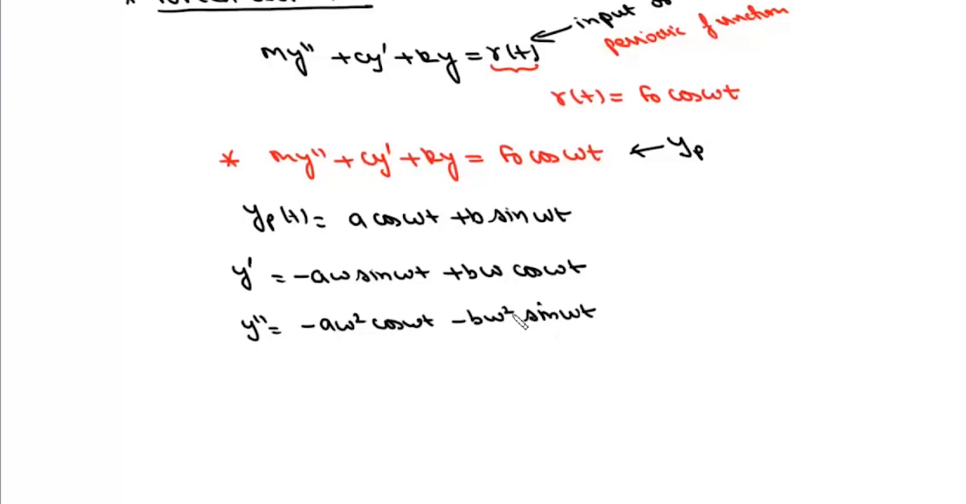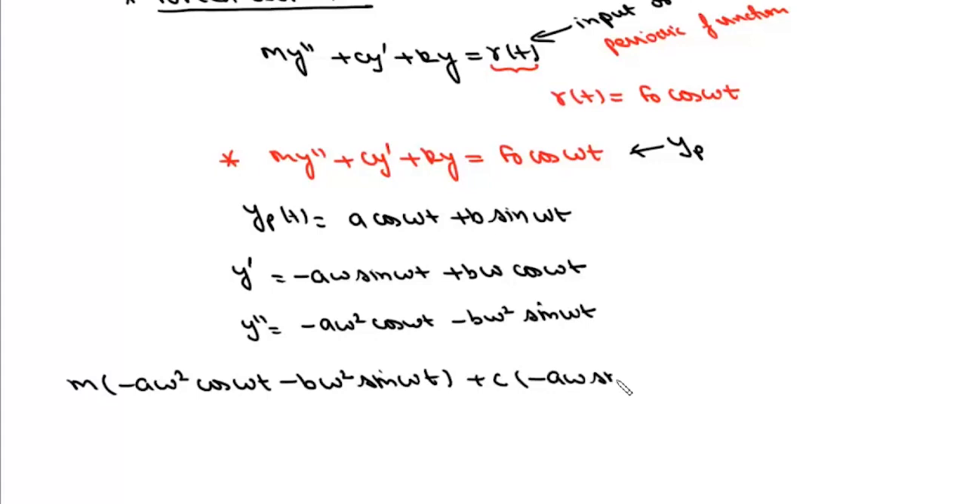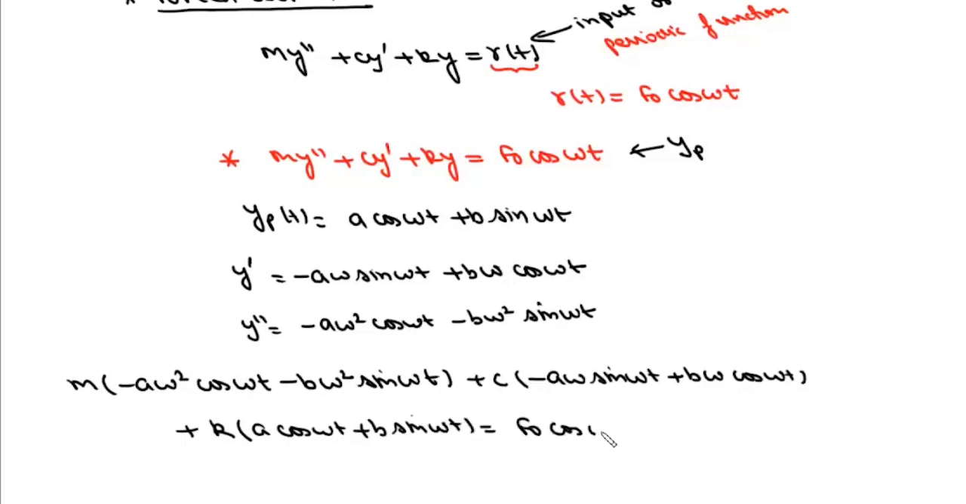Now we substitute it in this equation. We can write m times minus a omega square cos omega t minus b omega square sin omega t, plus c times minus a omega sin omega t plus b omega cos omega t, plus k times a cos omega t plus b sin omega t, and it will be equal to F naught cos omega t.